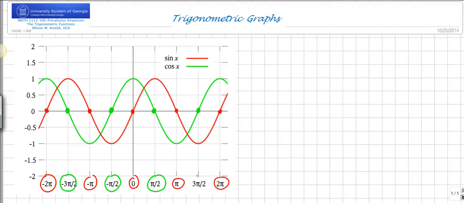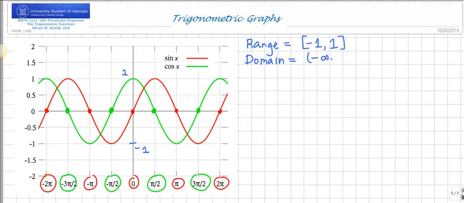Okay? And you can see that they both have range, -1 to +1. They both have domain, all real numbers. They each consistently repeat a pattern, and that's why we call them periodic.